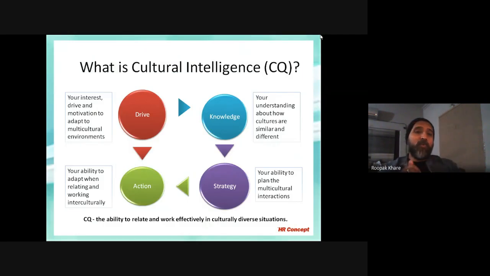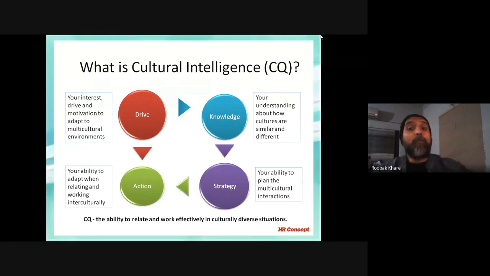Now, what is CQ? Drive, knowledge, strategy, and action. These are four keywords of it. Your interest and drive and motivation to adapt to multicultural environments. Your intention is your drive. Knowledge, how much information and data you collect. How do you understand it? The similarities and differences. That's your knowledge.